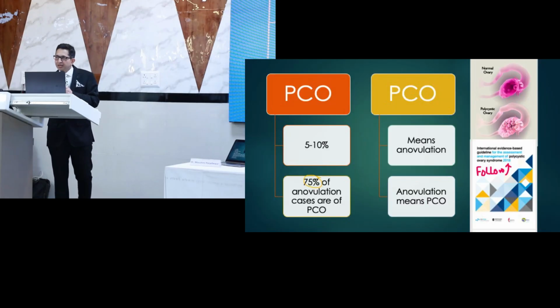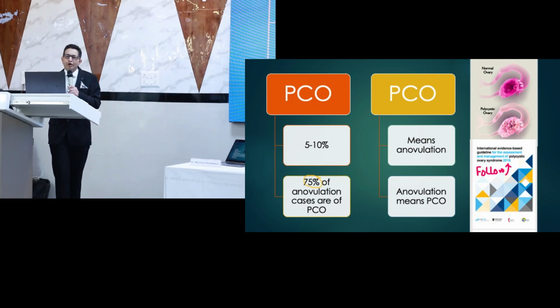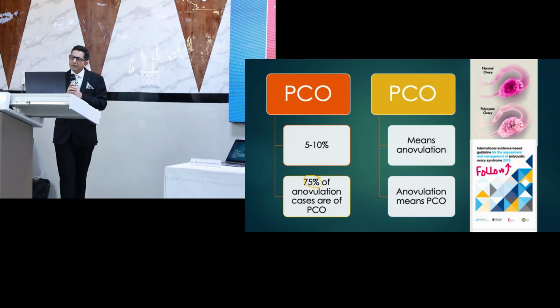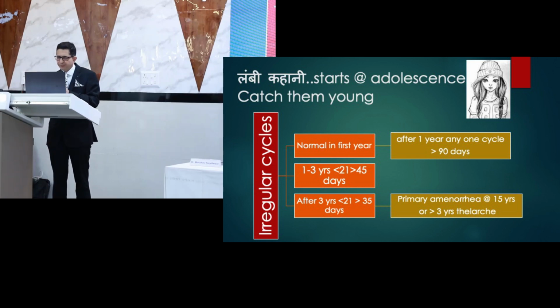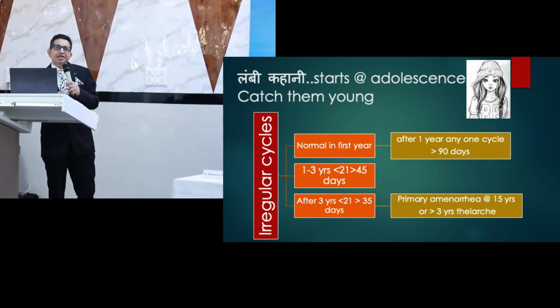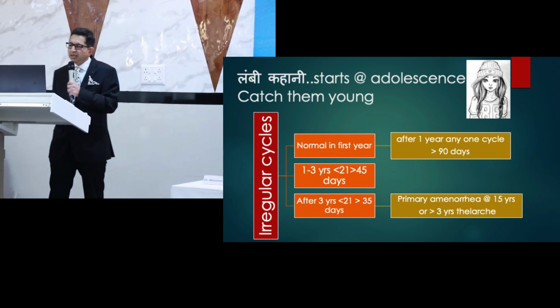Now PCO. PCO means anovulation. Anovulation means PCO. And whatever we are doing in the next 30 minutes, we will be following these guidelines, the ISHRAE 2018 guidelines, which are now the latest guidelines. ये एक लंबी कहानी है, and it starts with adolescence, and that is why I said you should catch them young, because you should try to understand what is the meaning of irregular cycles. This is very important.